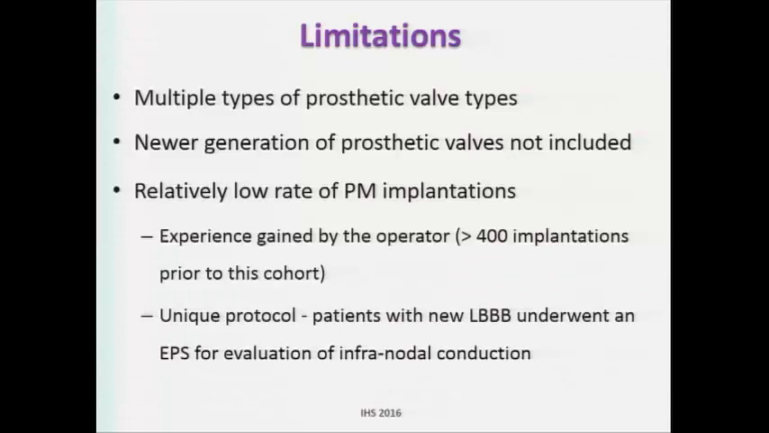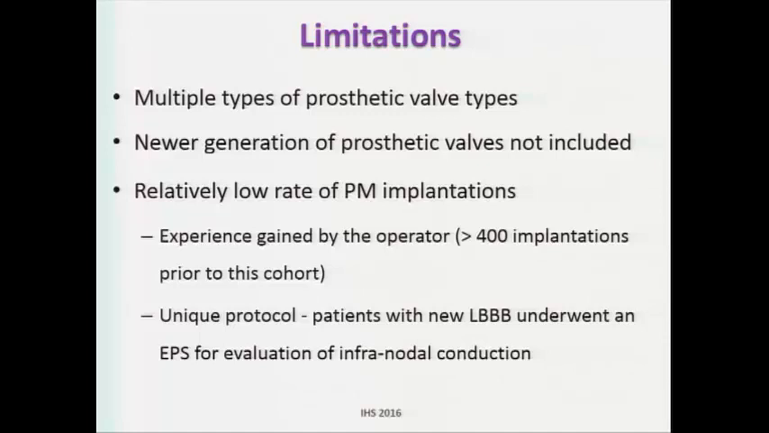Limitations of our trial: first of all, we have multiple types of prosthetic valves implanted in our cohort, but our cohort was done before the newer valve generation, Evolut R and Sapien S3, entered the practice. And we had a relatively low rate of pacemaker implantation, which can be explained first by experience gained by the operator prior to the beginning of the cohort. He had done more than 400 implantations.